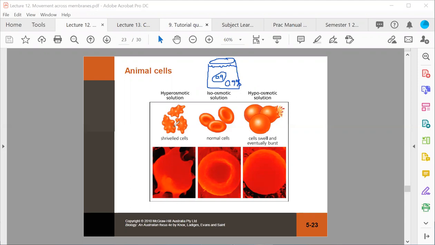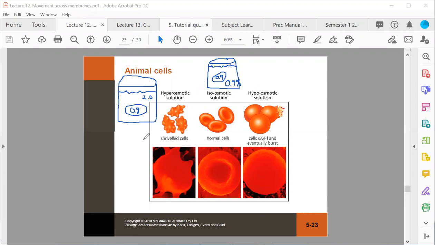But what happens if we put red blood cells into a hyperosmotic solution? Here's our hyperosmotic solution. So this one is about 2% sodium chloride. Here's our cell. That's at 0.9%. Okay, what happens here? In which direction does the water move? In which direction does the water move? Moves into the cell.